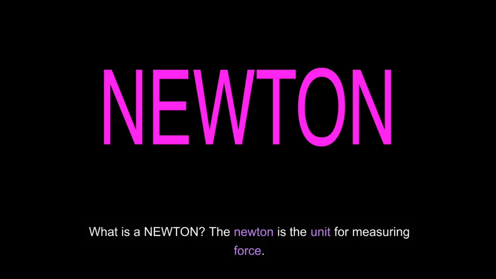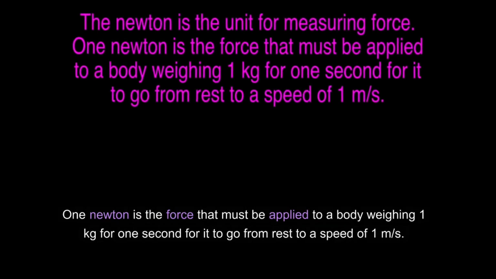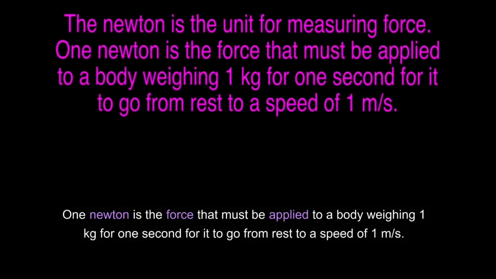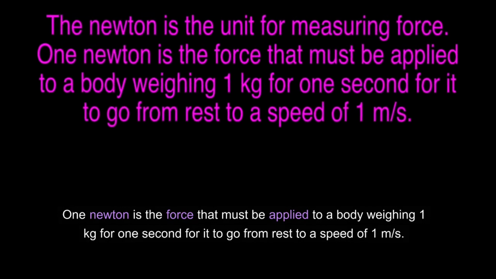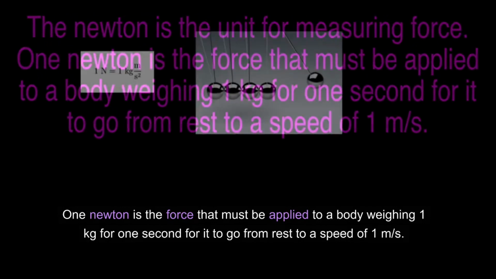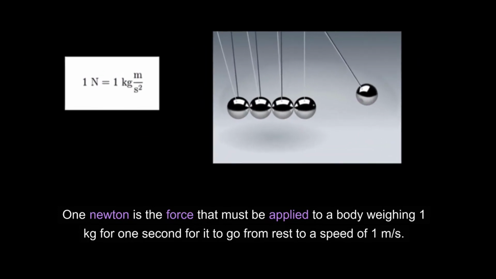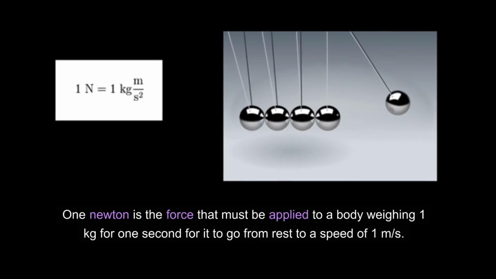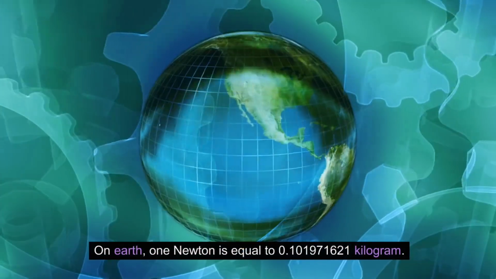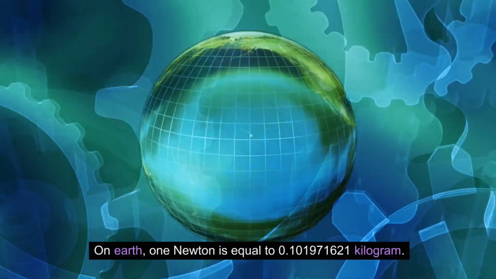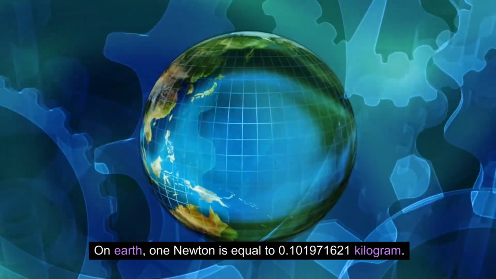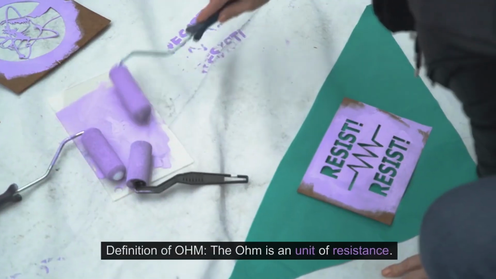What is a newton? The newton is the unit for measuring force. 1 newton is the force that must be applied to a body weighing 1 kilogram for 1 second for it to go from rest to a speed of 1 meter per second. On Earth, 1 newton is equal to 0.101971621 kilogram.